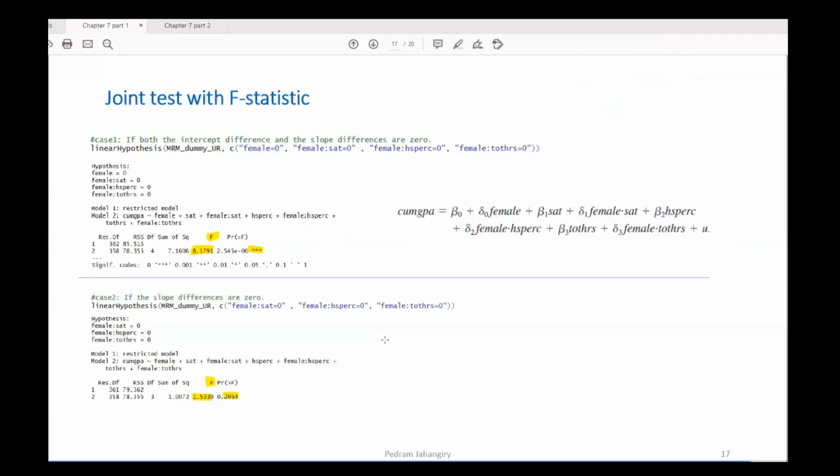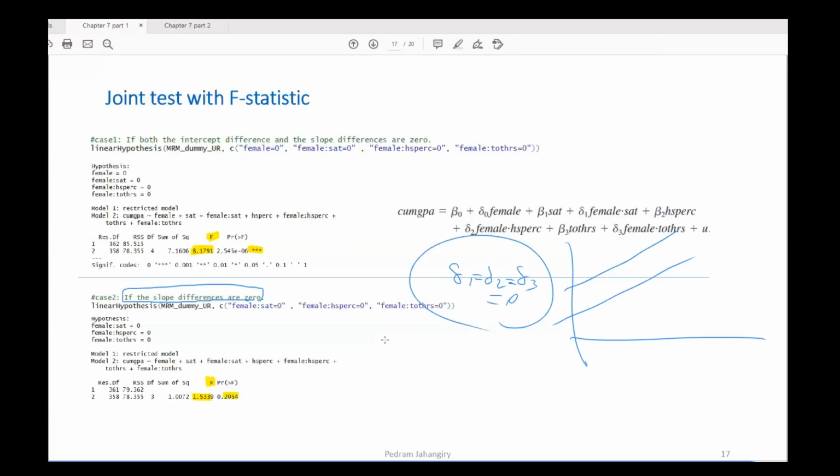Question number two, case number two, we want to see if only the slope differences are equal to 0 or not, right? We agree that the intercept is going to be different, but we want to see if the slope is exactly equal to each other. So basically, I'm testing if delta 1 is equal to delta 2 is equal to delta 3 is equal to 0. Again, we agree that there is a change in intercept, and we want to test if there's a shift in the slope as well. So this is the setup, so we can easily do it in R.